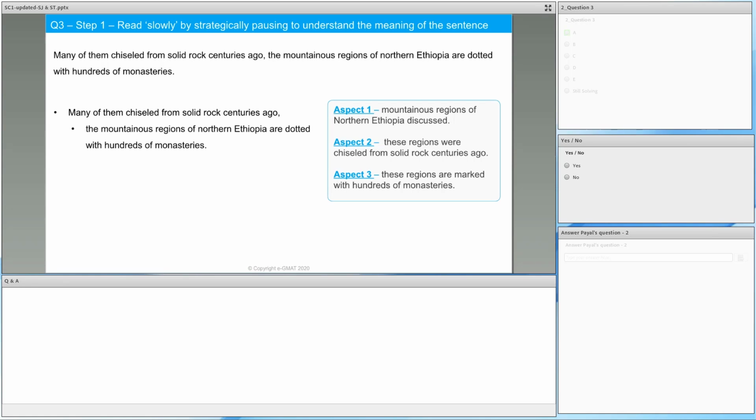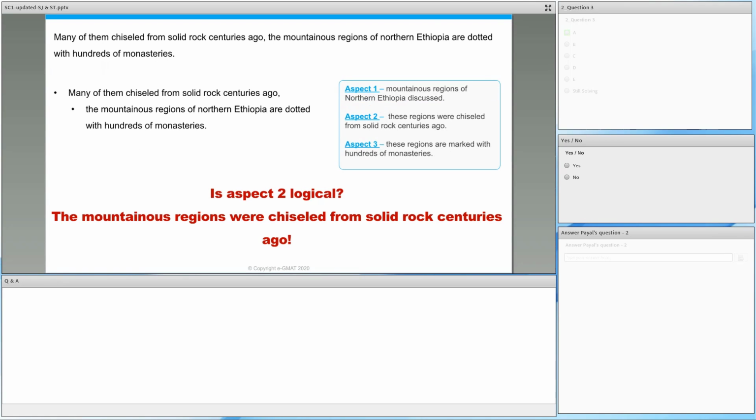So these are the 3 main points that we extract from the sentence, as aspects. The sentence talks about mountainous regions of northern Ethiopia. Then it says that these regions were chiseled from solid rock centuries ago, because this is how the sentence is written. And then aspect 3 says that these regions are marked with hundreds of monasteries. Okay, so these are the 3 key meanings that we extract from this sentence.